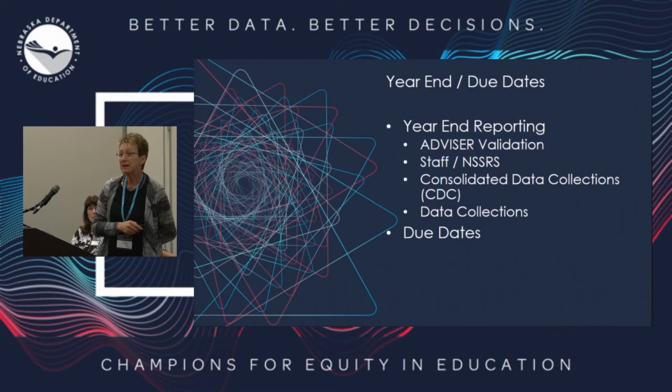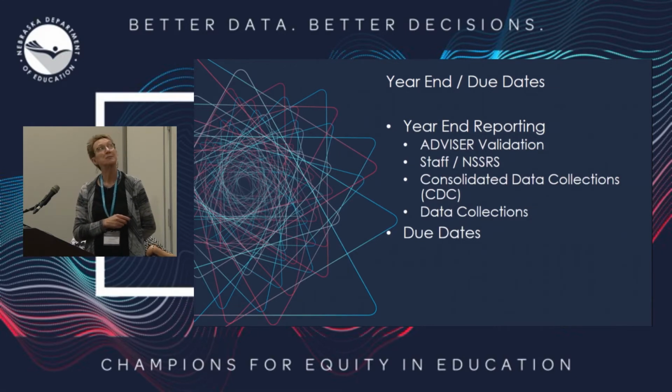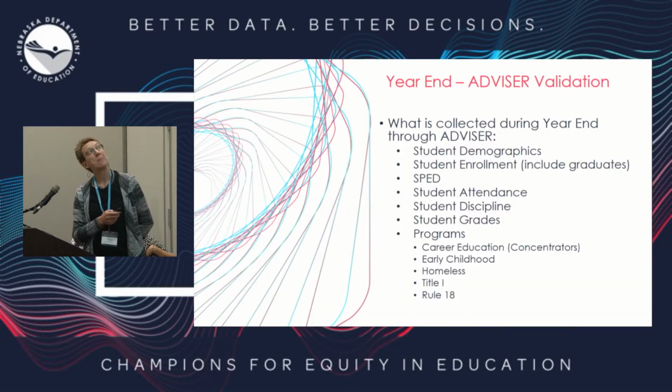So now we'll just talk about year-end and the due dates. The year-end reporting, which is the Advisor validation review that we've just went over, your staff and NSSRS data, and consolidated data collections, those are the standalone collections under the data collection tab, and due dates. So this is the stuff we're going to be looking at year end. This is the stuff you'll need to look at to make sure is accurate: your student demographics, enrollment records, attendance, discipline, et cetera, your programs.